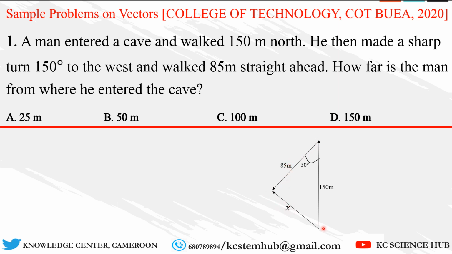And so this final path will just be x, right? So how far is he? We are just calculating this x from the original position. So to get x squared, you're applying the cosine rule, right?